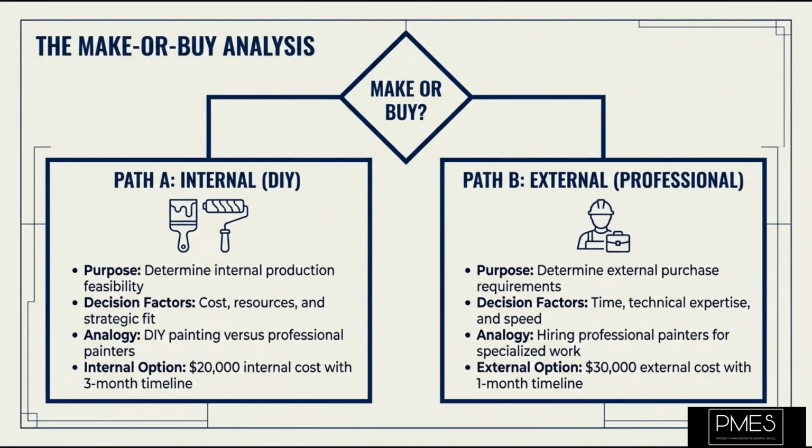The first critical decision in procurement planning is the make or buy analysis. This is a technique used to determine whether a particular product or service can be produced cost effectively by the project team, or if it needs to be purchased from an external source. It involves looking at factors like cost, availability of resources, expertise, time constraints, and strategic fit. Think of it like building a house. You decide if you will paint it yourself or hire a professional painter.